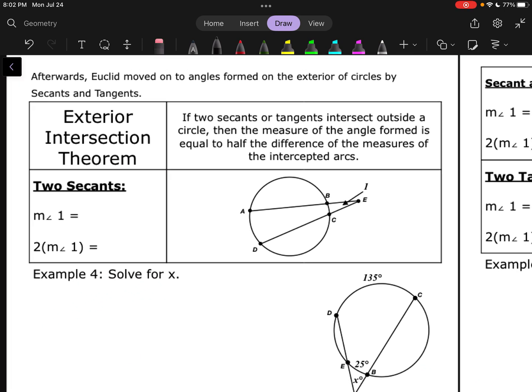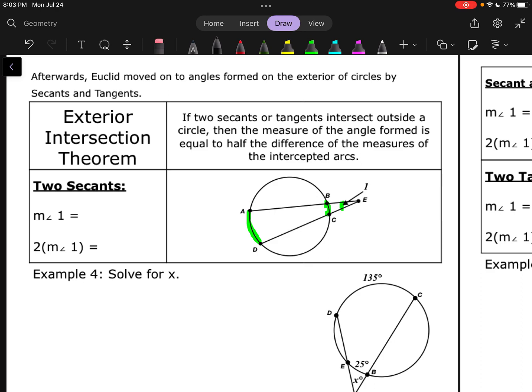So this says, afterwards, Euclid moved on to angles formed on the exterior of circles by secants and tangents, and he came up with the exterior intersection theorem. If two secants or tangents intersect outside a circle, then the measure of the angle formed is equal to half the difference of the measures of the intercepted arcs. So in this case, our angle's on the outside, and it's going to be equal to 1/2 the difference of the two arcs that it intercepts.